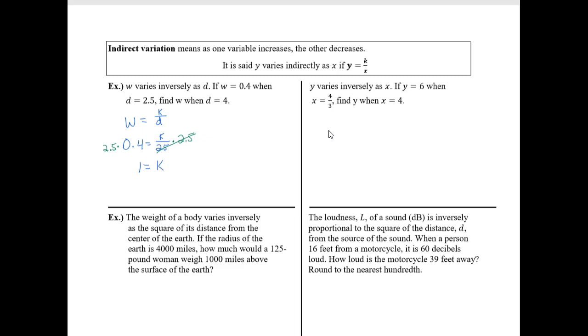Then we have to find w when d equals 4. So we need to know w. We know the variation constant is 1 and d equals 4. So w equals 1/4, or 0.25 if you choose to change it to a decimal. So again, the same steps as direct variation. We have to find that variation constant, and then we can find the unknown variable for the new value. Let's look at a story problem.